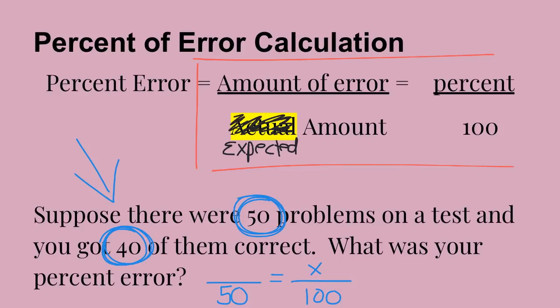And so I kind of have a subtraction problem in my mind, just like I did for percent of change. And so if my teacher expected 50 correct answers, but I only produced 40 correct answers, that means my amount of error was 10. So you will pick up your calculator and you will multiply, divide by 100. And it looks like my percent of error, I was off by 20%.